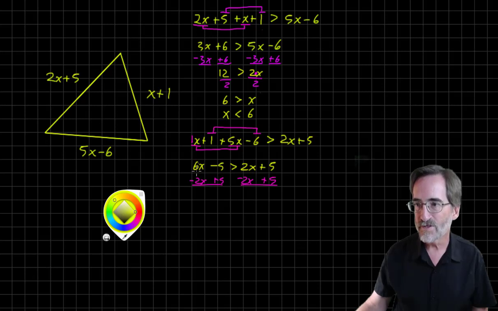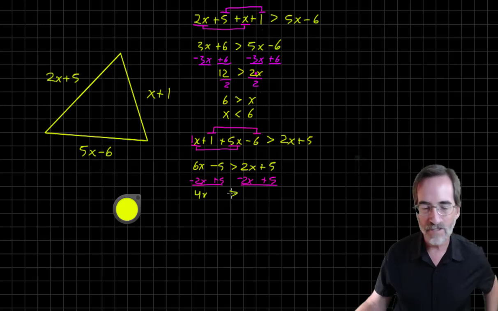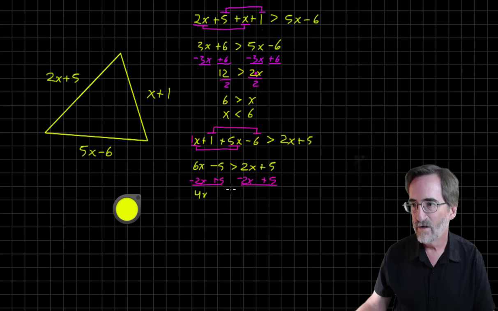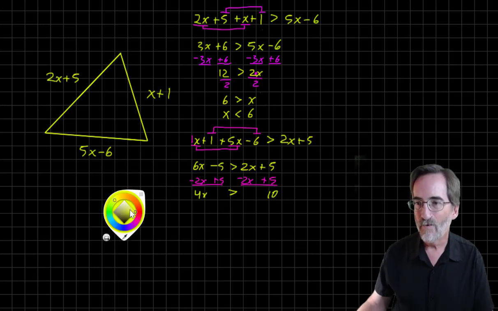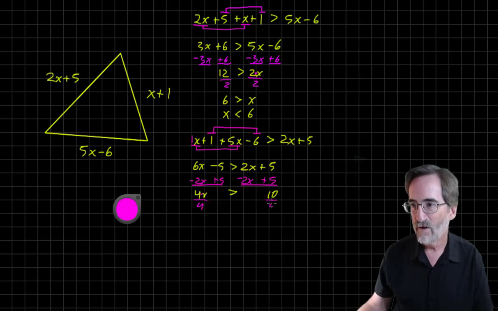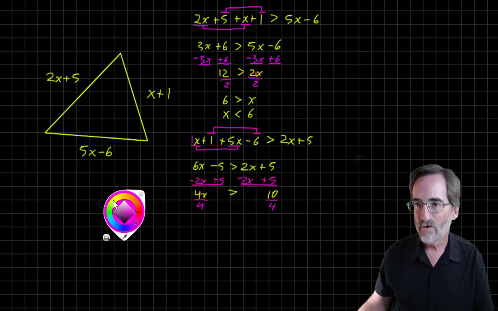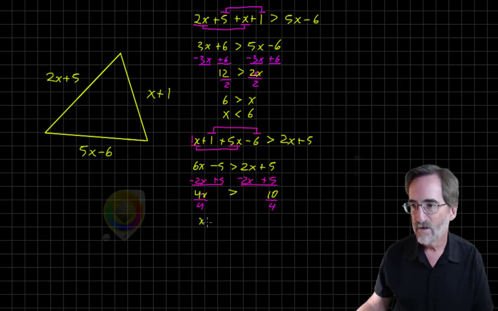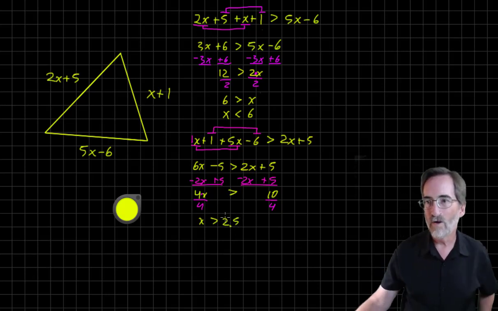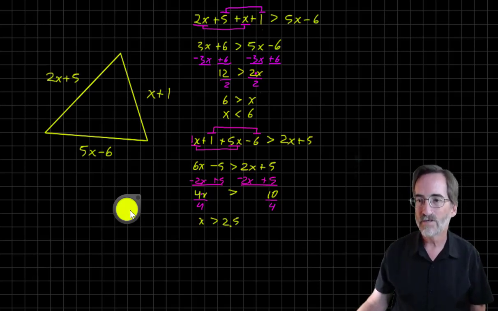And 6x minus 2x is 4x. Negative 5 plus 5 is 0. That's as intended. 2x minus 2x is 0. Boy, I can't seem to draw an inequality symbol. There we go. And 5 and 5 is 10. Now we want to get rid of the 4 by doing the opposite of times 4, which is divide 4. And 10 divided by 4 is 2.5. Okay. All right, we've got one more inequality because we can write 3 inequalities with one triangle.